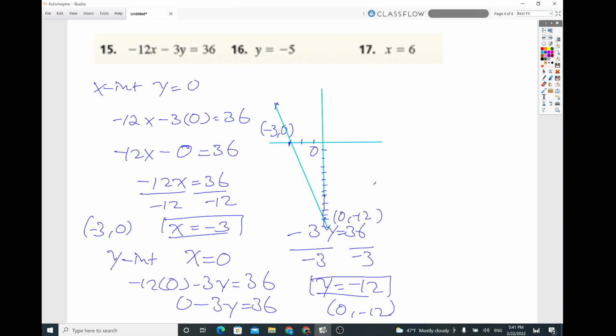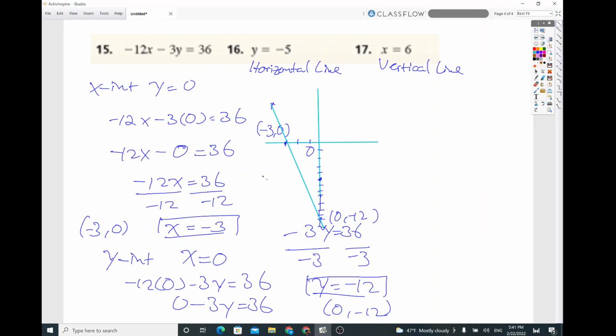So now, for those of you wondering, what if it's just a number, like y equals negative 5? Well, if y equals negative 5, that means it's always a horizontal straight line here. If x equals a number, that means it's a vertical line. Okay, so y equals negative 5, so 5 units down, 1, 2, 3, 4, 5, down here. So 5 units. Okay, like that.